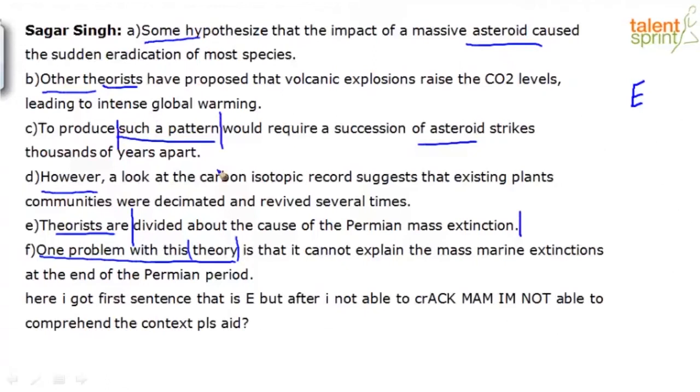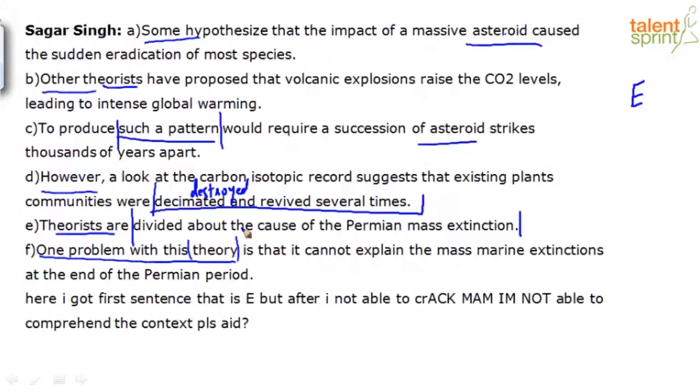Where is that pattern? It's talking about an asteroid, but A is not giving me any pattern. Is there a sentence giving me any pattern? Look at D. It says, however, some hypothesize that the impact of a massive asteroid caused a sudden eradication of most species. However, a look at the carbon isotopic record suggests that existing plant communities were decimated and revived several times. So this is the pattern. Decimated means destroyed.